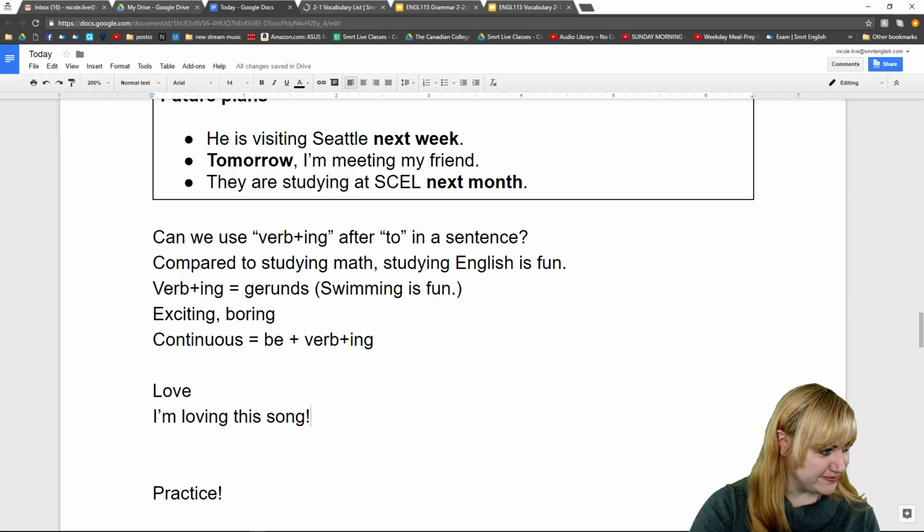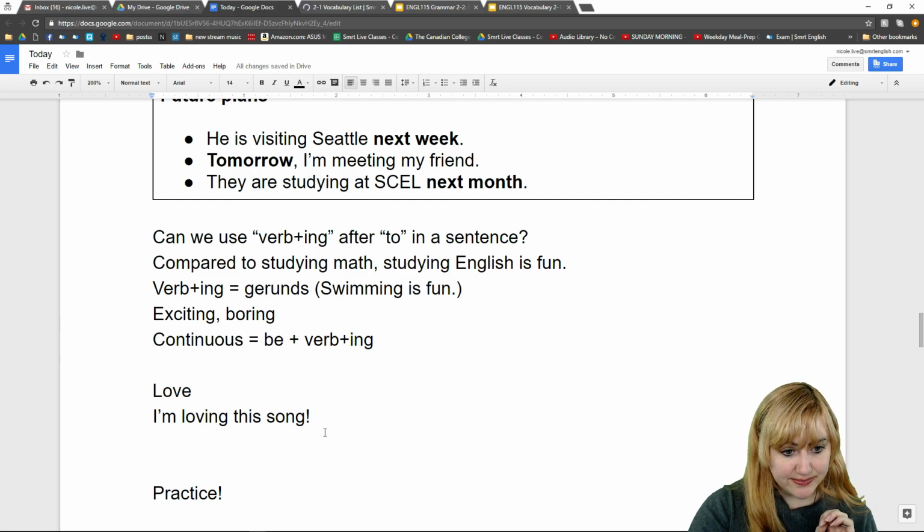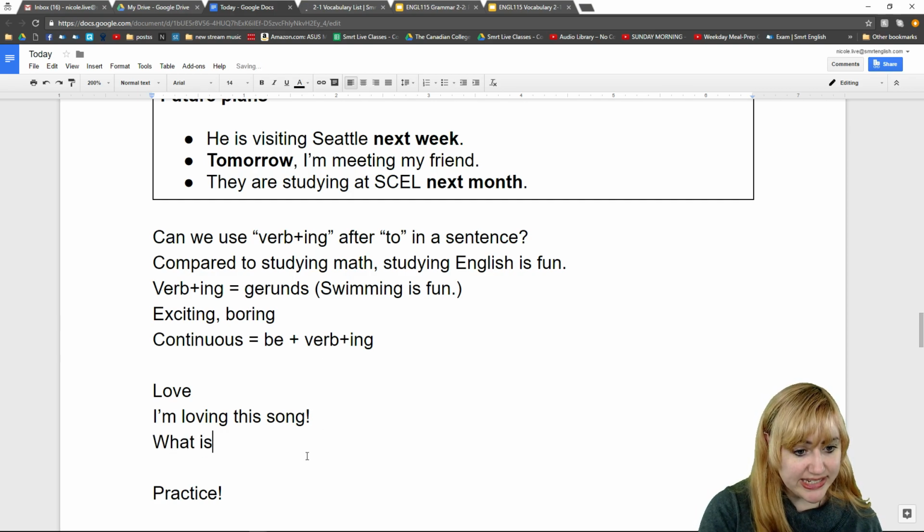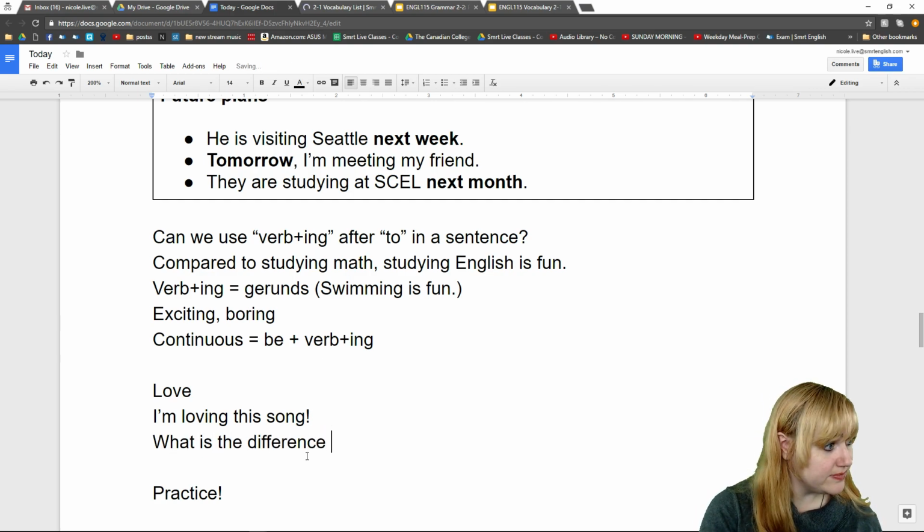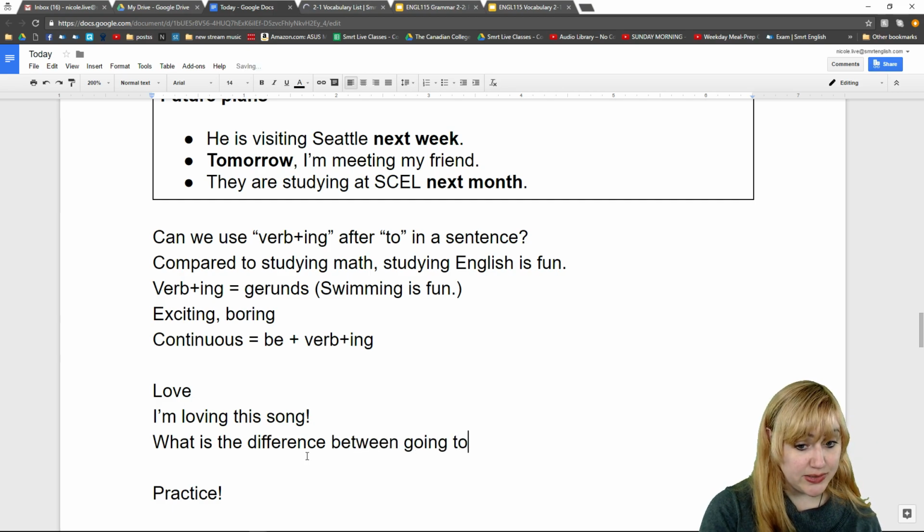All right. So good question. Let's see. So let's see. Rithi asked, what is the difference between going to and present progressive?